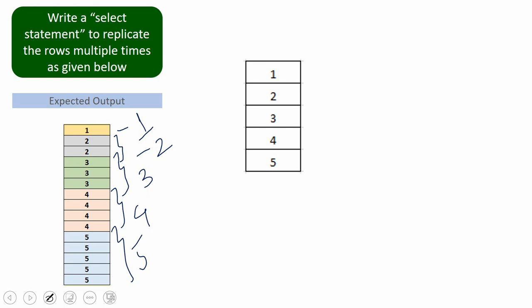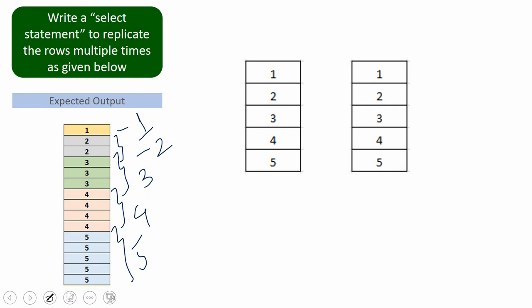The easiest way is you just take a copy of that and do a Cartesian product. When you do a Cartesian product, there are 5 rows in table 1 and 5 rows in table 2, so it will return 25 records. Once you have the 25 records, you just filter out whatever rows you are interested in. For example, in our case, we are interested in the rows where the value is less than the value from table 2.